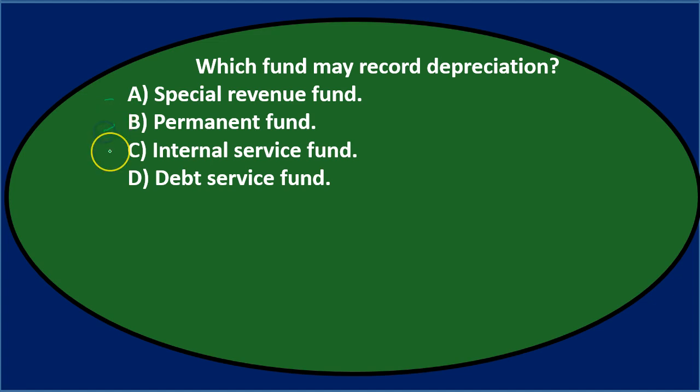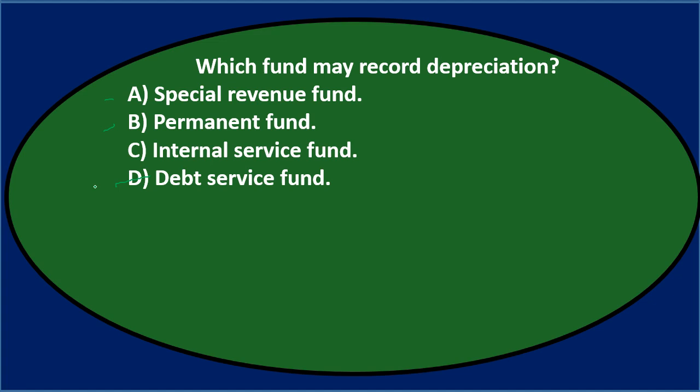So we can keep that for now. And C says the internal service fund. Now that's one of our proprietary funds, so that one kind of stands out. And then D says the debt service fund, and that's just to monitor the debt. So you would think that you wouldn't be recording the capital asset there or the depreciation on that one.